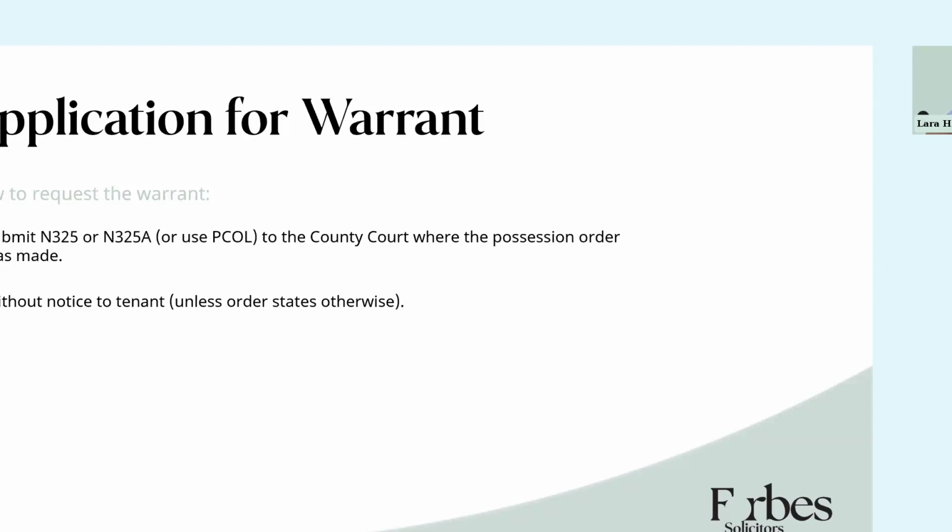There is also another form, the N325A, if the tenant has breached a suspended possession order made in relation to rent arrears. And where the possession claim was made online, if you're requesting the warrant yourselves in-house, you can also use the PCOL system to apply for the warrant.